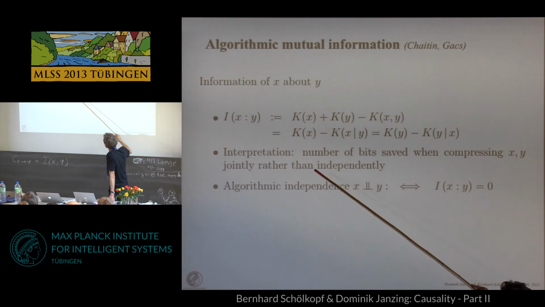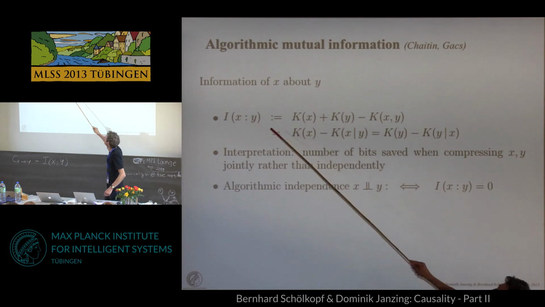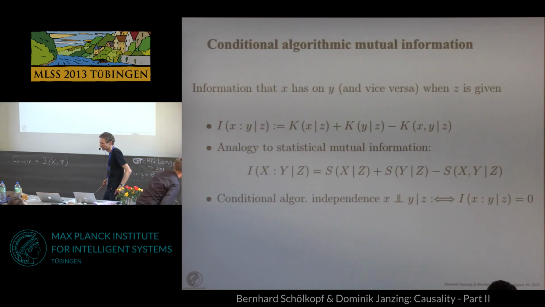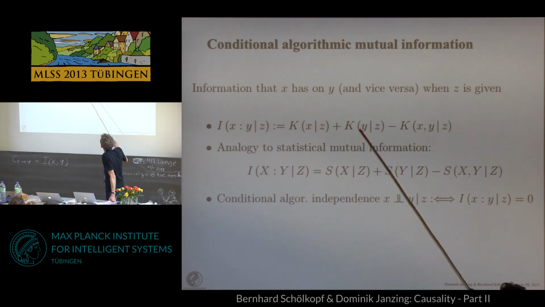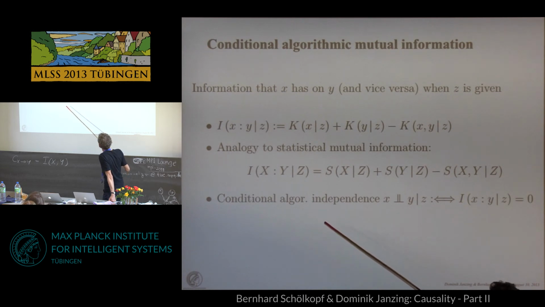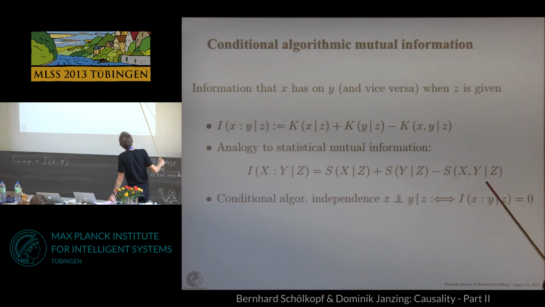Okay, and the interpretation is that this expression is just the number of bits that you save when you compress x and y jointly rather than compressing them independently. And algorithmic independence means that this is vanishing. We will also need conditional algorithmic mutual information. That's pretty much the same. And for our causal inference, we need conditional algorithmic independence defined via this mutual information.